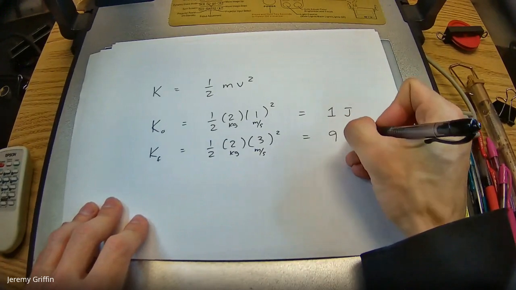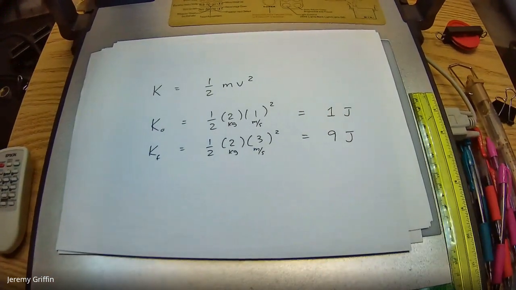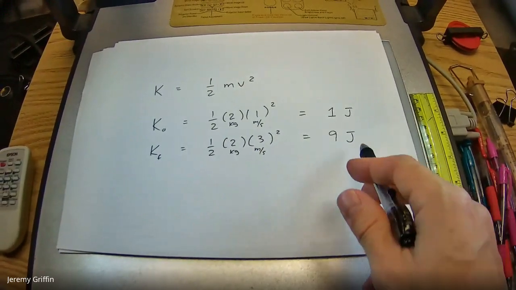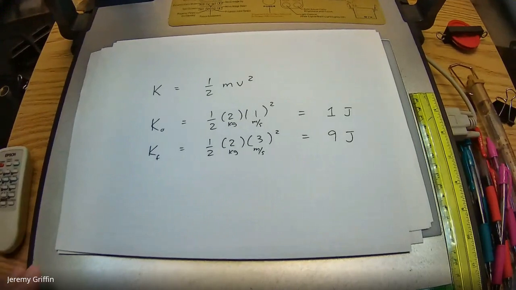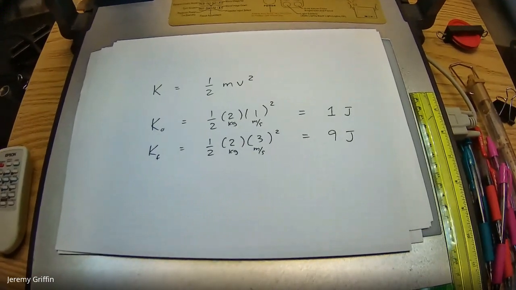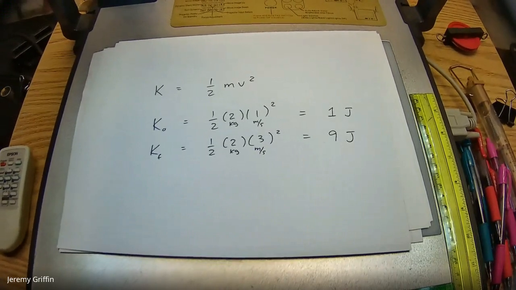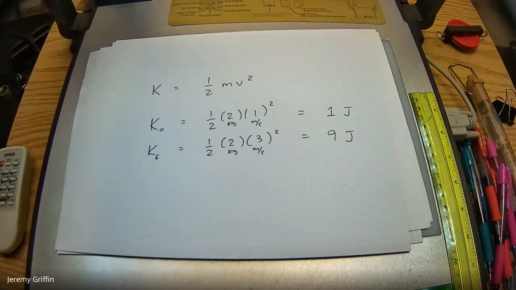9 joules. Okay. Maybe possibly you put a force on it to speed it up to that point. You had to do 9 joules of work. Well, yeah, 8 joules of work to speed it up to that point. Yeah, so 3 times the speed translates to 9 times the mechanical energy, or kinetic energy.